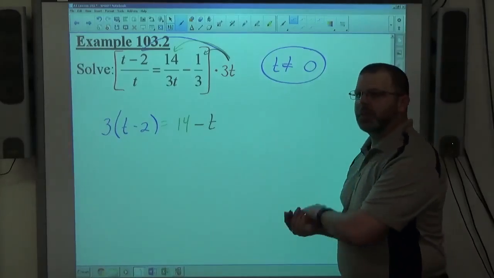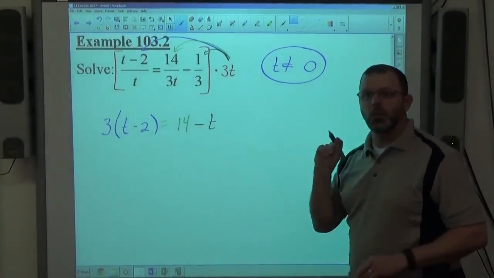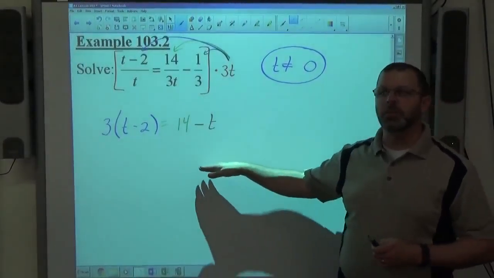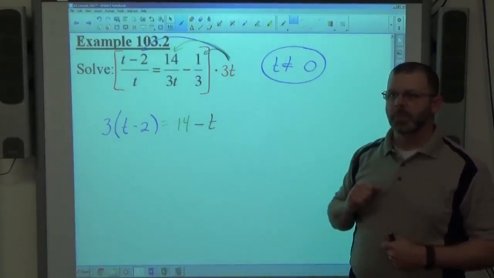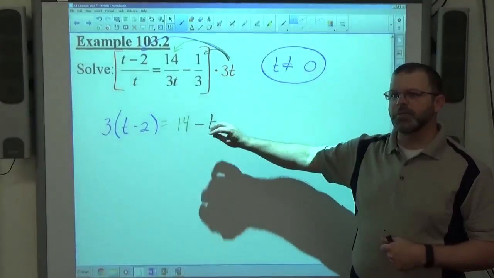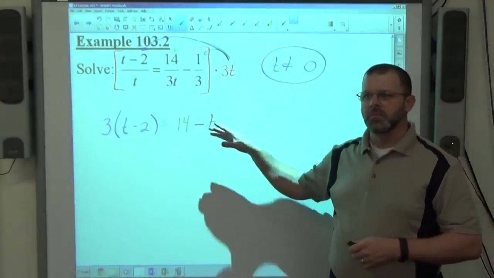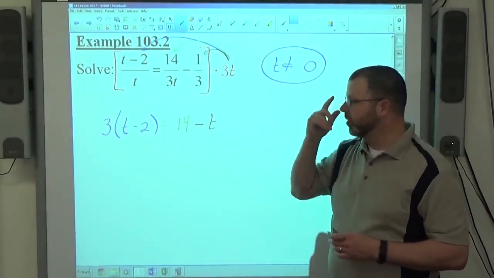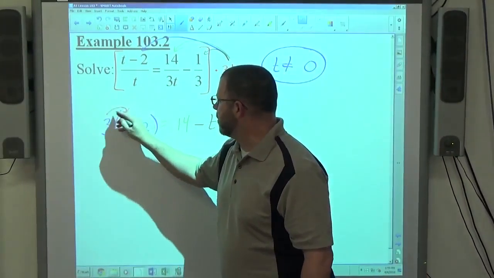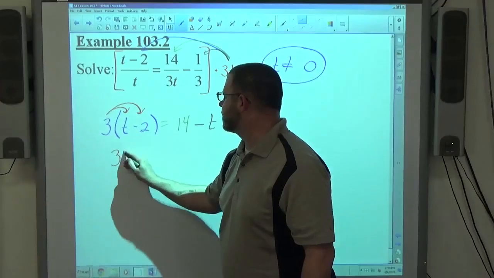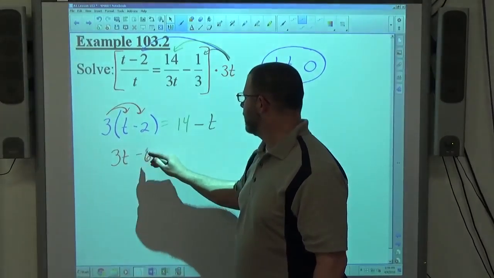This equation has the same exact answer as the top equation, with the one extra feature that 0 could possibly be an answer to this, where 0 is not allowed to be an answer to the top one. If this was the problem to start off with, 0 would be fine as an answer on this one. But on this top one, 0 is not legal. So, if I go ahead and solve this distributive property first to simplify, I'm going to get 3t minus 6 is equal to 14 minus t.